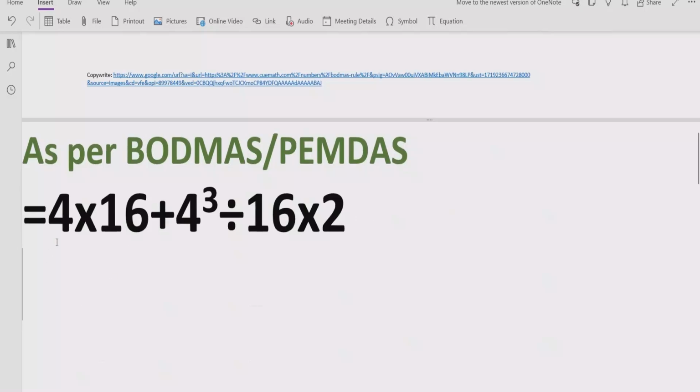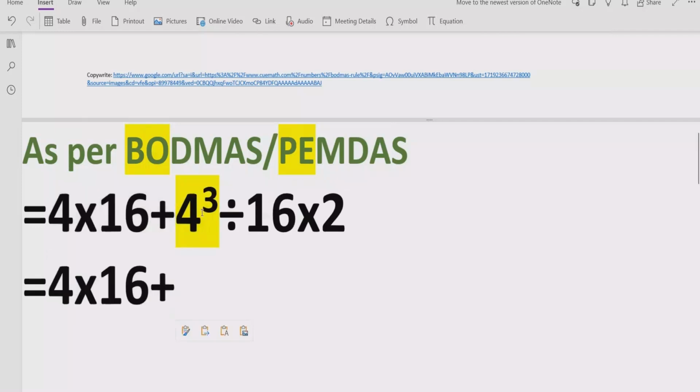According to the BODMAS and PEMDAS rule, first of all, we have to solve the bracket or parenthesis. In our expression, we do not have any bracket or parenthesis, so we can skip this step. Now, step number 2 is you have to solve the exponent or power of any number. In this expression, we have this power, so we have to solve this one first.